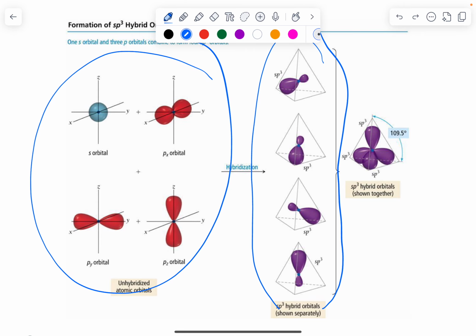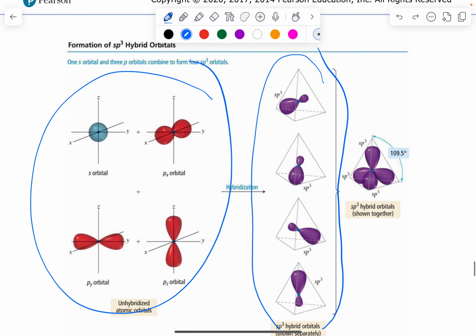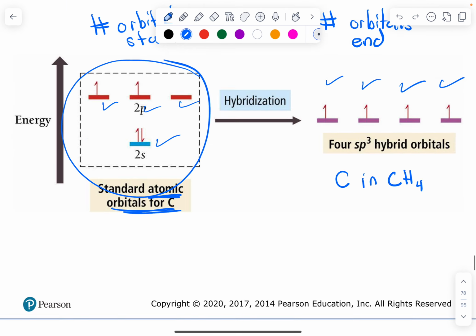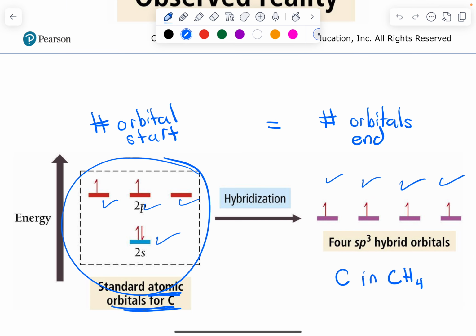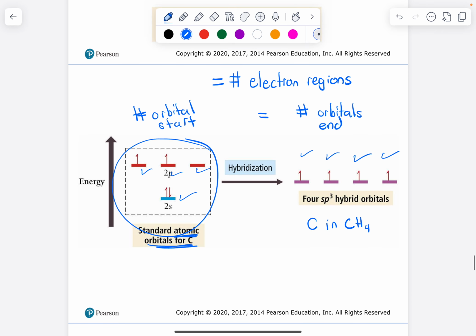The other thing that's a really important note is that the number of orbitals that we start with and that we end with is also going to be equal to the number of electron regions. Okay, so in CH4, we had 4 electron regions. That means we need to use 4 orbitals, and we're going to make 4 orbitals.